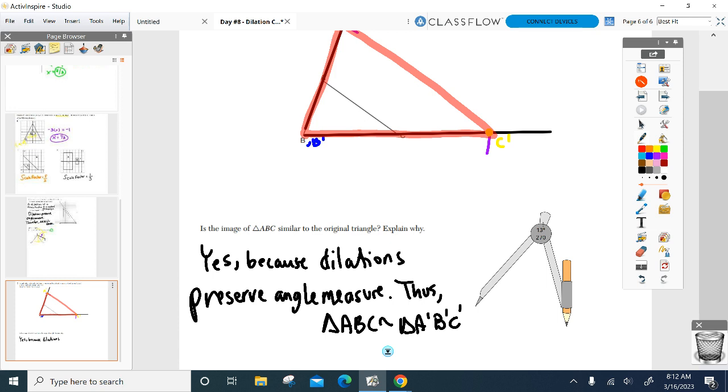All right, questions? Constructions or finding the scale factor? All right, go ahead. You guys are rolling along now. We've got one more day of this unit on Monday. Tomorrow, no school. So let's get this done here.